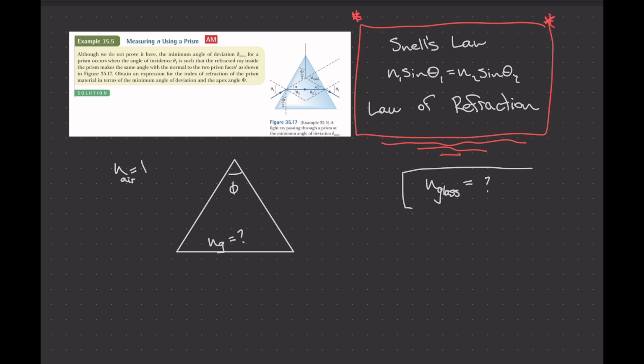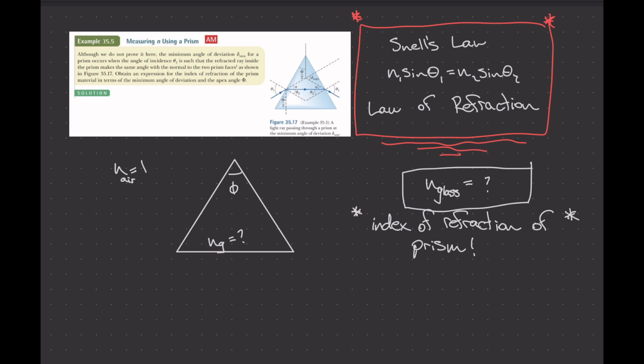So if I put a box around this and right underneath it, I call this index of refraction of prism, and I put some stars around it, I think I will be able to solve the problem in its totality. Cool. So it's asking us to find that in terms of the apex angle and the minimum angle.